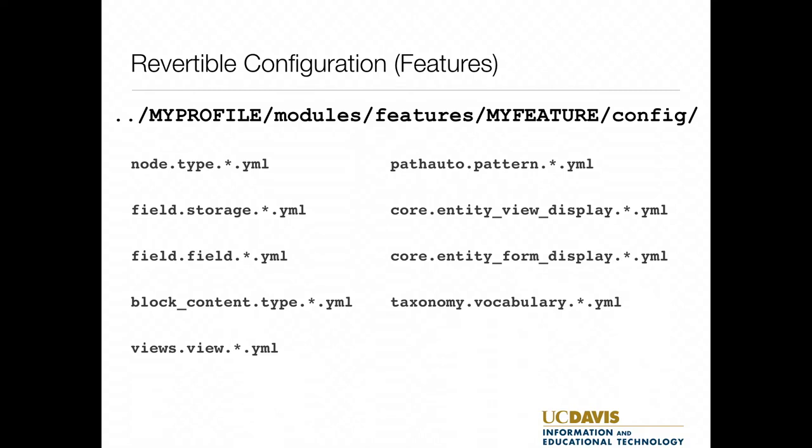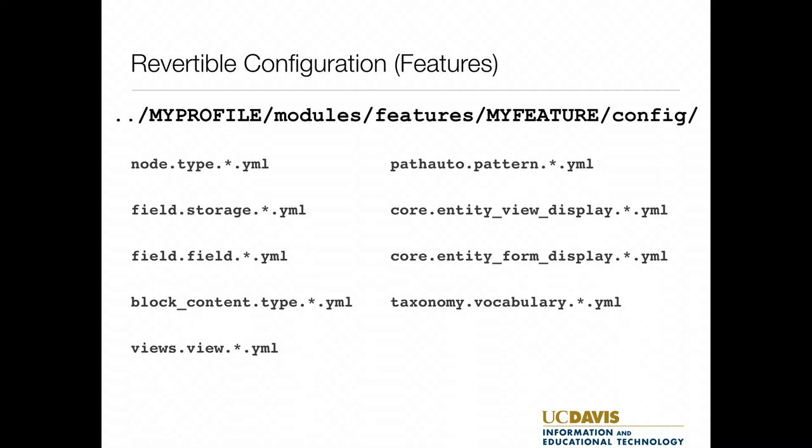But features comes into play when you have a bunch of configuration that we expect to revert. We say, okay, we own this stuff. You're not allowed to touch it, because we might revert it. And features gives you a really nice interface for exporting this stuff, for one, and bundling configuration together into features that have something to do with each other. And stuff that, like I said, we might actually revert.